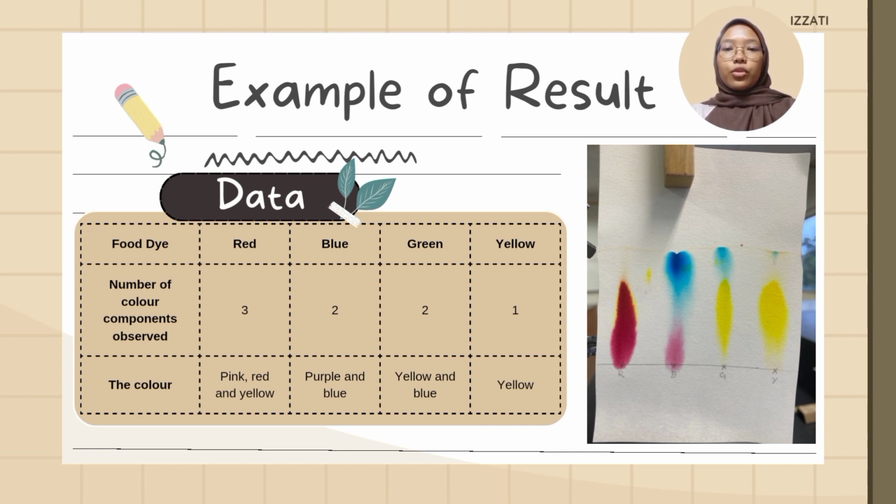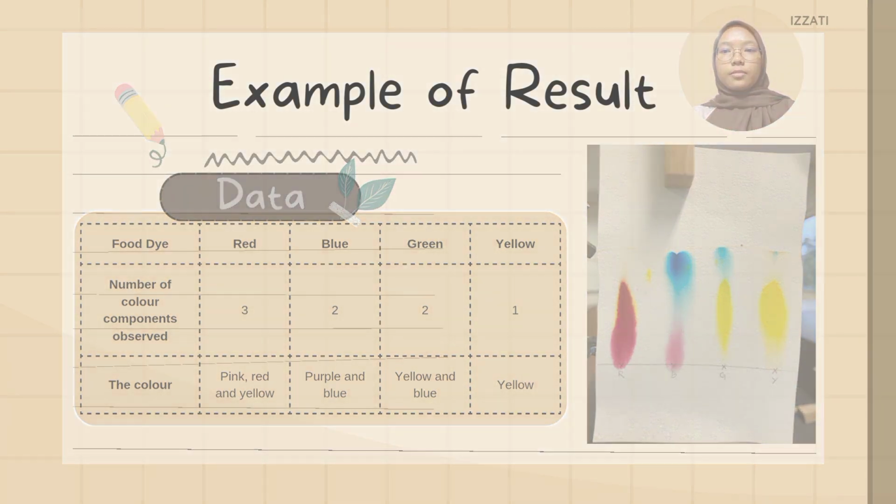Hence, red food dye produces 3 color components which are pink, red and yellow. Blue food dye produces 2 color components which are purple and blue. Green food dye produces yellow and blue color components, while yellow food dye indicates that there is only 1 color component which is yellow. Therefore, we can conclude that blue, green and red food dyes are impure substances, while yellow food dye is a pure substance.